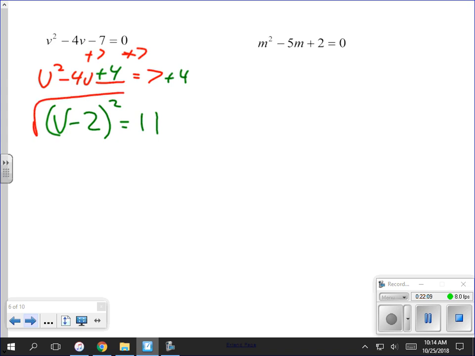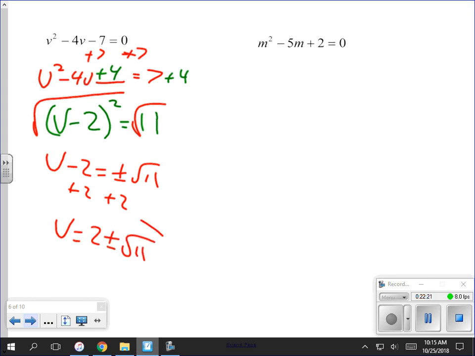And so you should square root both sides. V minus 2 is equal to plus or minus the square root of 11. Add 2. V equals 2 plus or minus the square root of 11. Flex to the next one. Go ahead and do the first step on the next one.